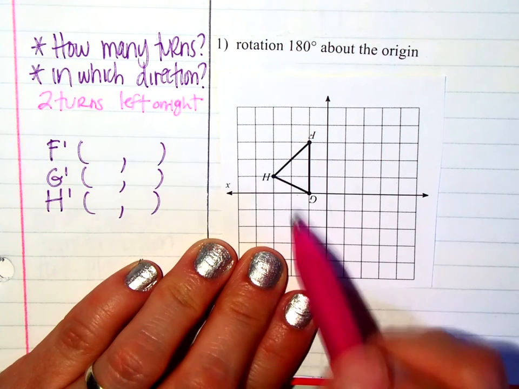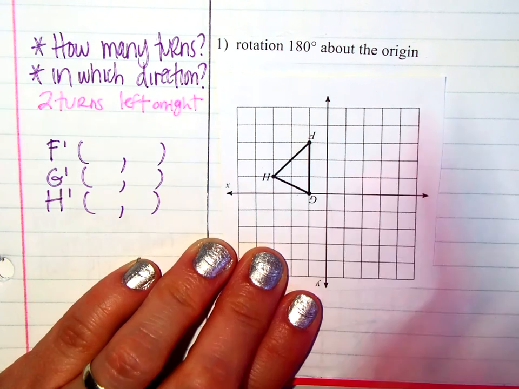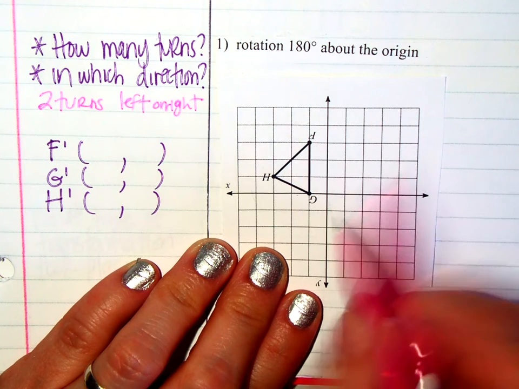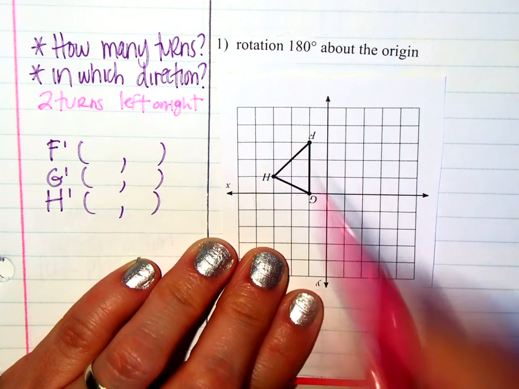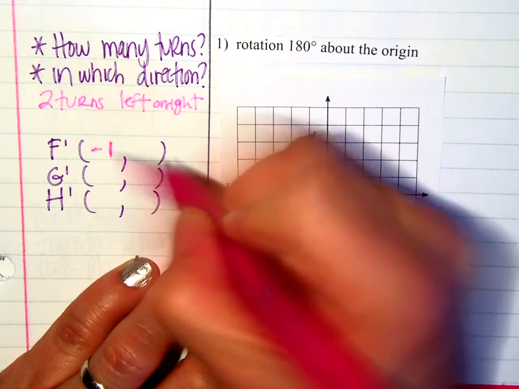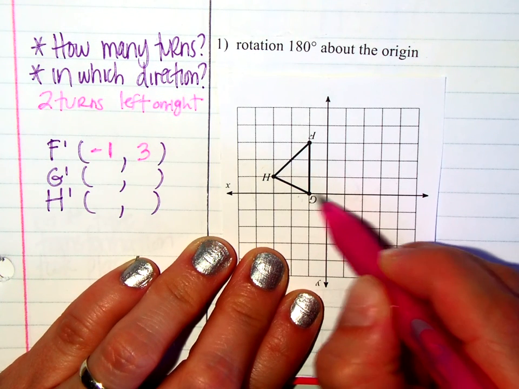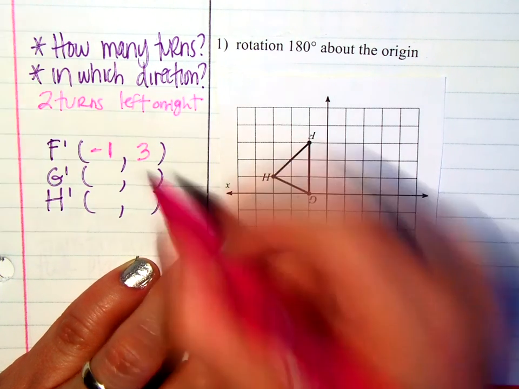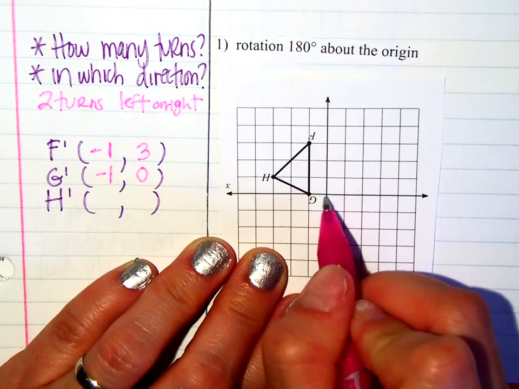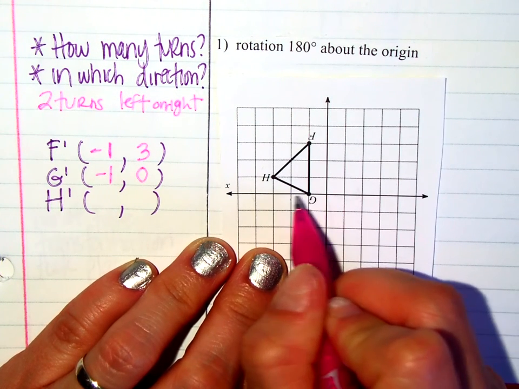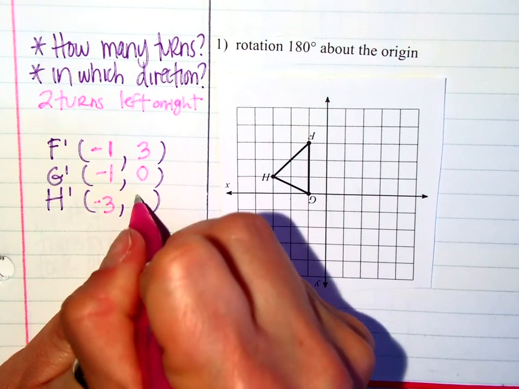So what I'm going to do is I'm going to write the coordinates of my prime points here. So starting with F, F prime would be from the origin. I went left 1 and 1, 2, 3 up. So left 1 and 3 up. G prime would be left 1 and stay there. So that means left 1 and stay there means 0. And then H prime would be from the origin 1, 2, 3 to the left and up 1. 3 to the left and up 1. Okay?